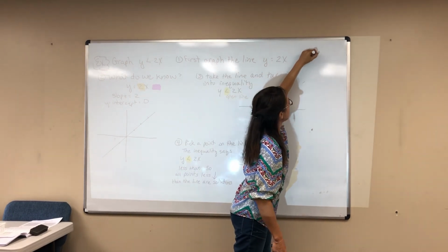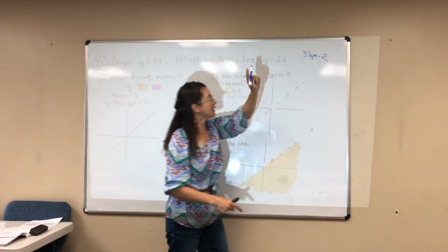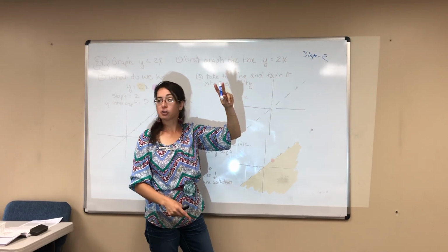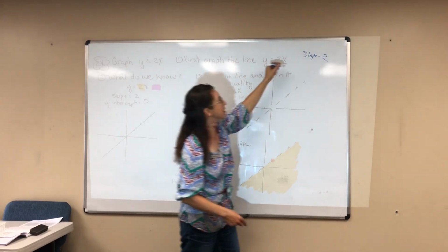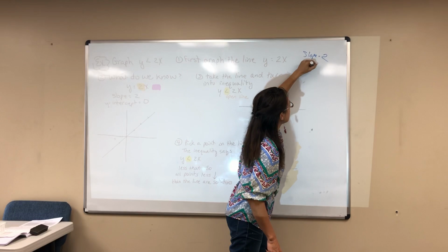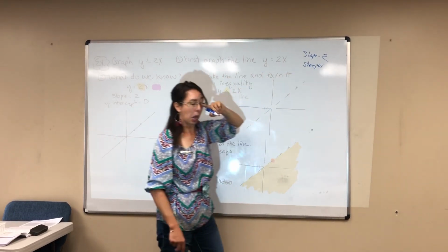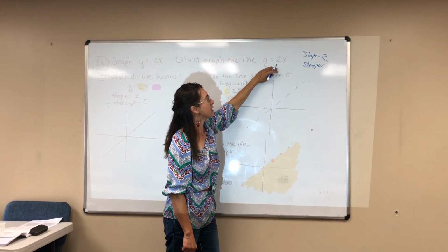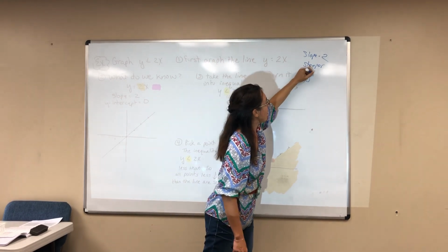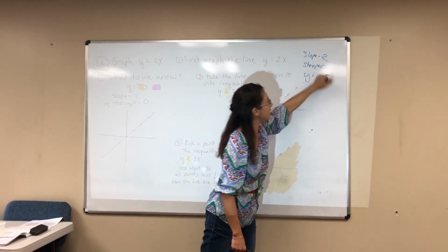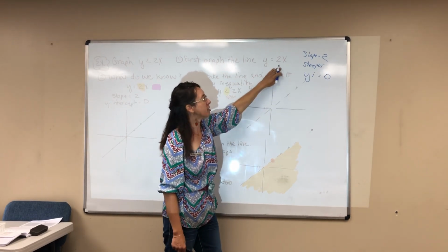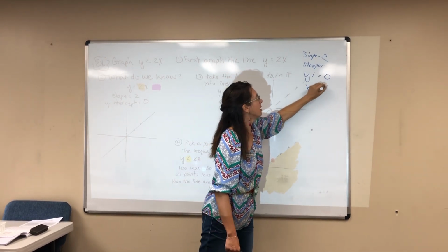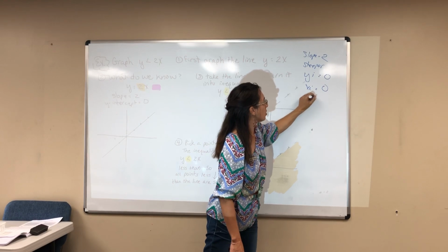The slope is 2. So is that steeper or shallower than our parent function? We're always going to compare it. So it's steeper. So it's going to be a higher mountain, right? Where is our intercept? Do I have a y-intercept? It's the origin. So my y-intercept is 0, right? My x-intercept is also 0. Does it go through the origin?